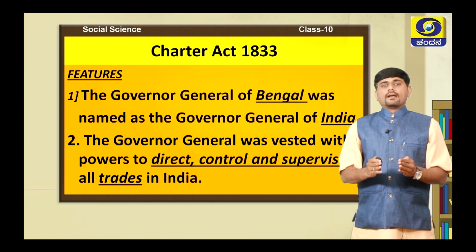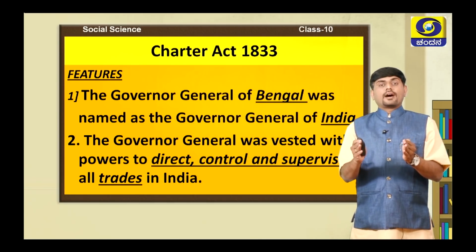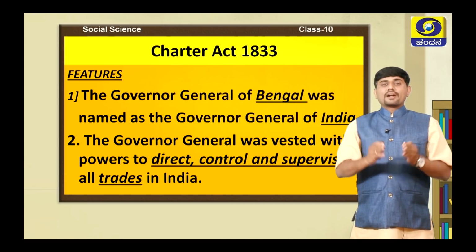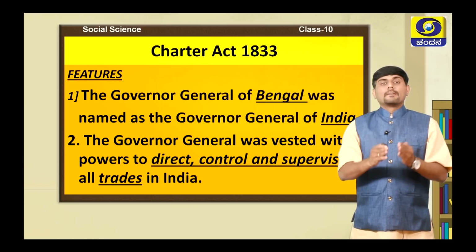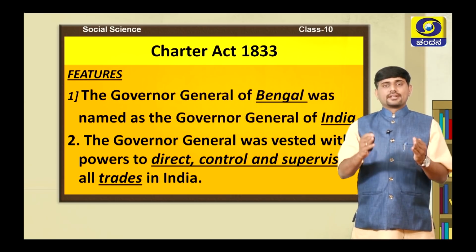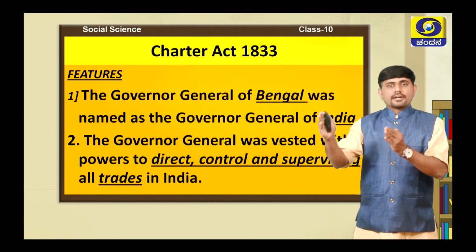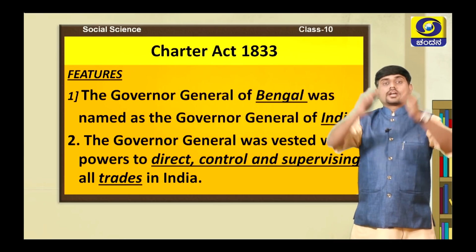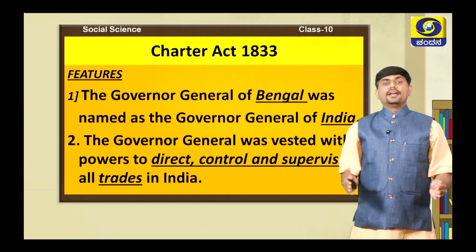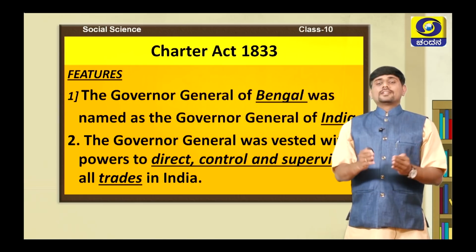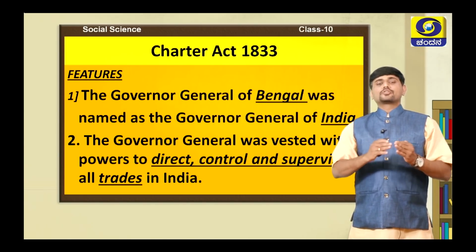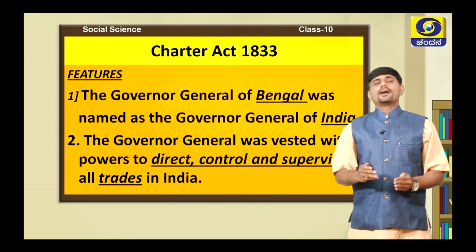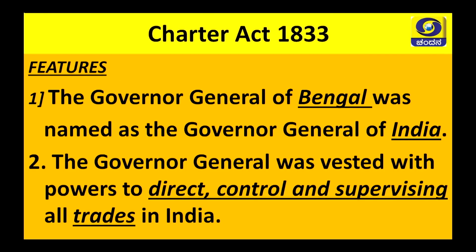Till then, the Governor General was only named after the presidencies. But from here onwards, after 1833, the act said very clearly that the Governor General of Bengal was also the Governor General for the entire British India. The Governor General was vested with the powers to direct, control and supervise all trades in India. The Governor General was given more power to look after the Indian administration.